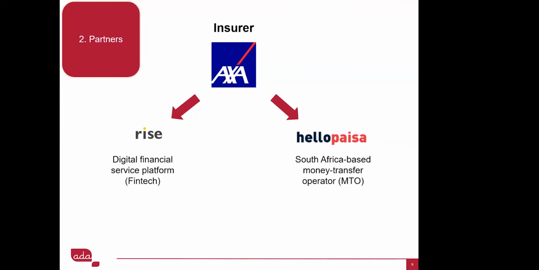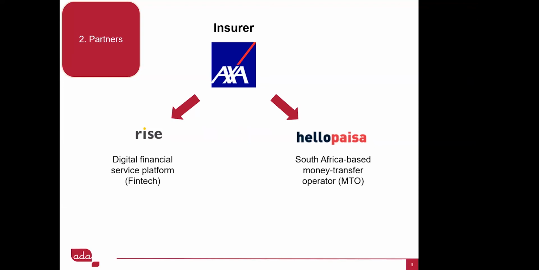So in terms of our distribution channels, the 2 partners that we managed to identify were Rise and Hello Pesa. Now, let's go for Rise. It's a digital financial service platform. It's a fintech that's based in the UAE and operates a mobile banking platform for Filipino maids. They're not directly a money transfer operator, but they facilitate financial inclusion for migrants with bank accounts, credit cards, links to remittances and insurance.